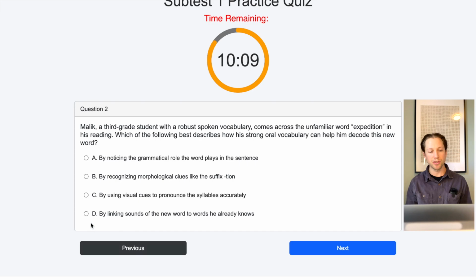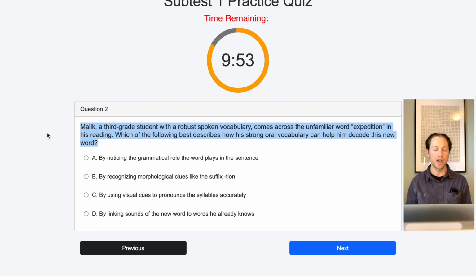So let's go on to question number 2. This reads, Malik, a 3rd grade student with a robust spoken vocabulary, comes across the unfamiliar word expedition in his reading. Which of the following best describes how his strong oral vocabulary can help him decode this new word? Again, take a moment. I'll read the answer options in my head and you read them to yourself, and then let's pick the best solution together.